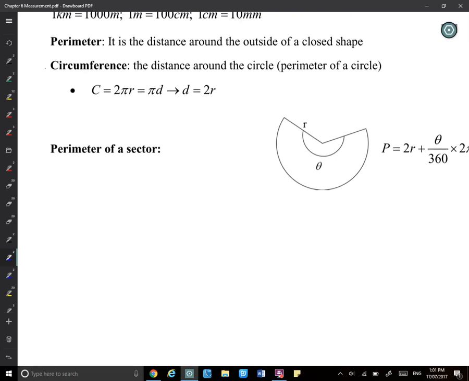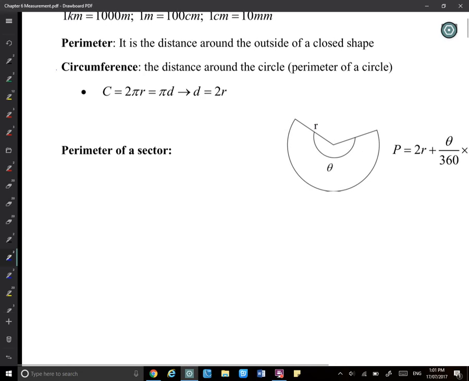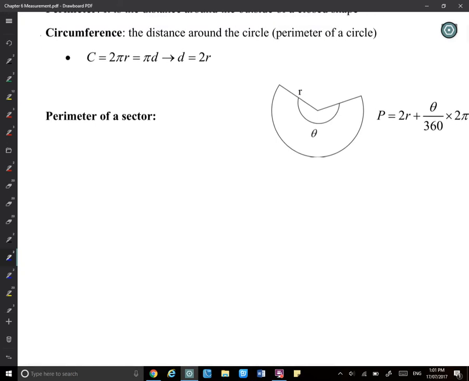Another thing is called circumference. It's particularly talking about the circle. So it's the circumference, the distance around the circle. So it's 2 pi r or pi d. R is the radius. We also have the perimeter of a sector. It's like part of the circle. It's a proportion of a circle.